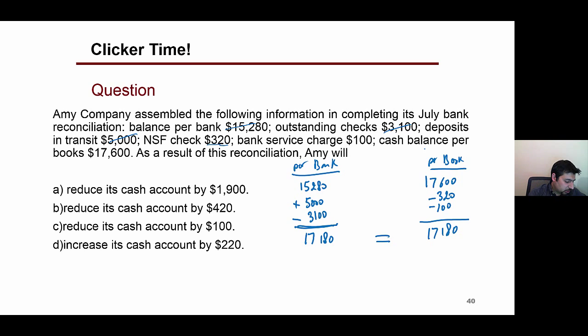As a result here, let's see. Did the company reduce its cash amount by 1,900? No. Did the company reduce its cash amount by 420? Actually, yes. So this is the correct answer. The company reduced its cash by 420, which were from the bank services 100 and the check that bounced 320.